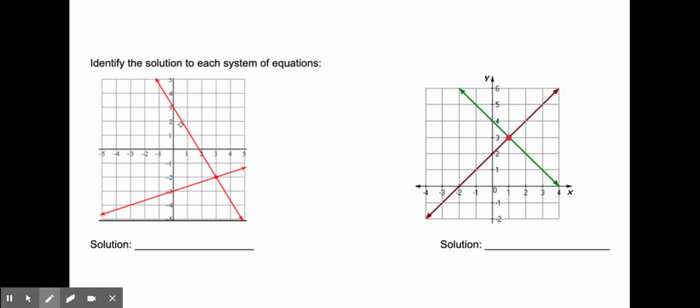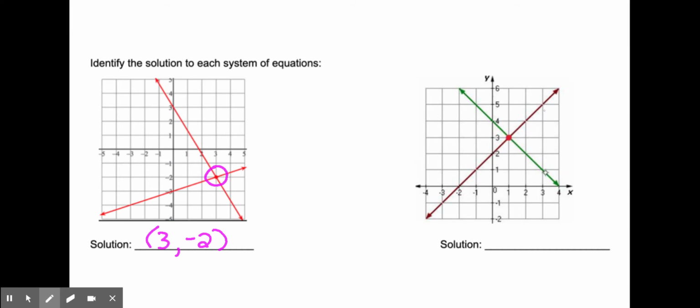Sometimes it's going to be as easy as here are two lines that are intersected that are graphed on the same coordinate plane. Tell me what the solution is. Where do these two lines intersect? So you're going to look for that point of intersection. It's right there. And you're going to give me the solution as an ordered pair. These two lines intersect at the point 3, negative 2.